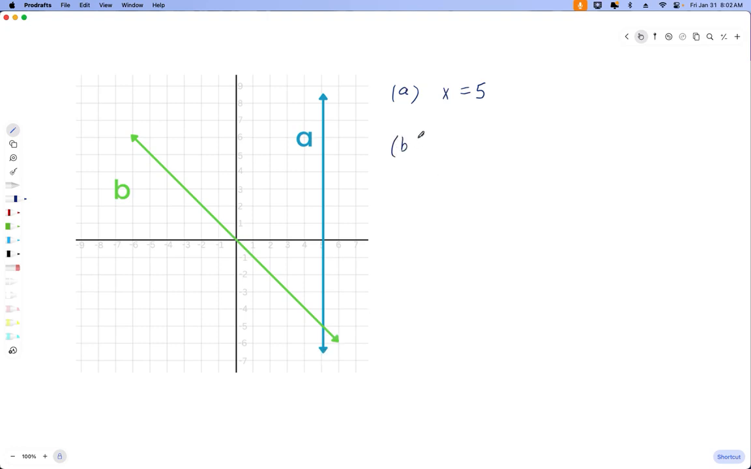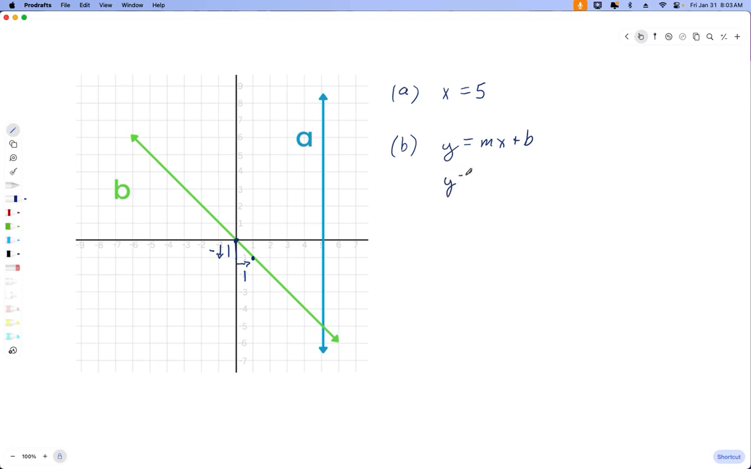So for B, we want to look and see what we have. We want to see, first of all, that it's a slope, so we know it's going to follow y is equal to mx plus b somehow. So first of all, let's find our slope. So we've got a point in the middle here, and we got another point here. So we're going down 1, and then to the right 1. And because it's down, that makes it negative.